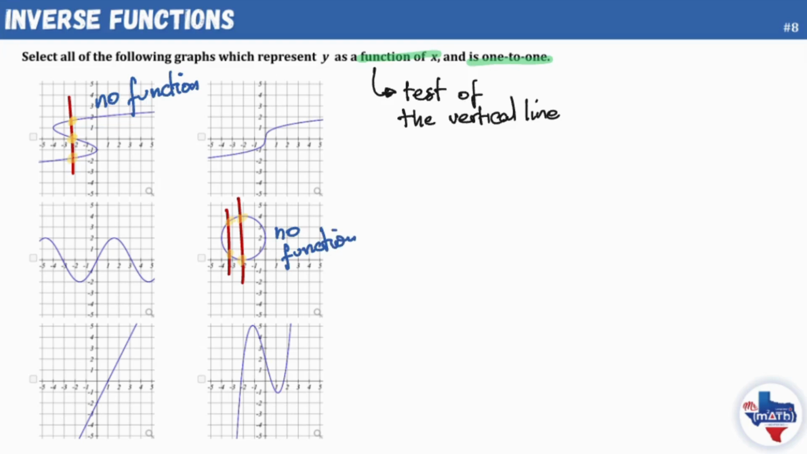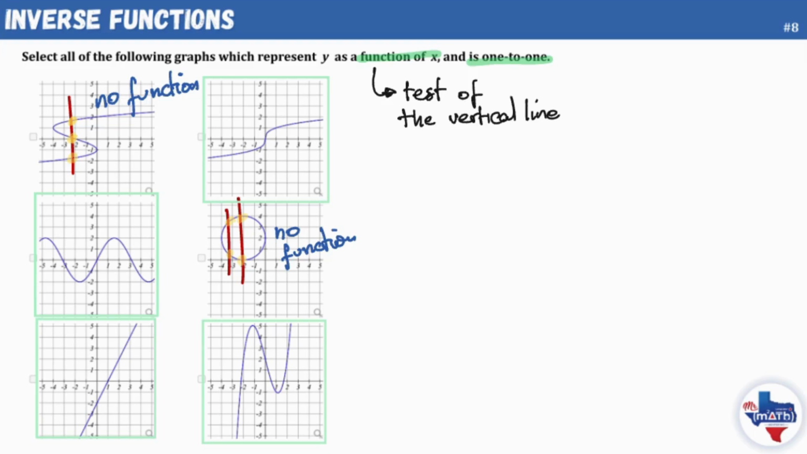Okay. So for the rest, if we do these vertical lines, it cuts only on 1 point. So 1 point, 1 point, 1 point, 1 point. So all of these, 1 point, 1 point, 1 point, 1 point. So we know that all those in red are really functions. Okay, so I'm gonna mark the ones that are actually functions first. The ones marked in green, those are functions.